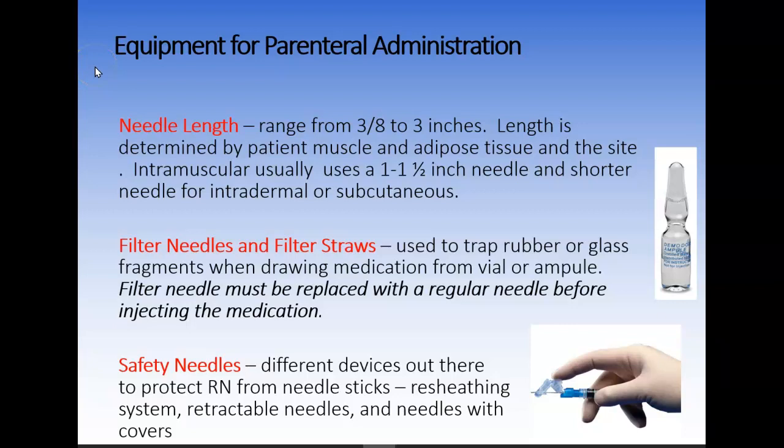Okay, so needles go from all different sizes, from 3/8 to 3 inches. If a patient has a lot of adipose tissue or a lot of muscle, they might need a longer needle, right? But an IM usually, depending on where you're injecting, is 1 to 1.5 inches, and shorter needles are needed for intradermal or subcutaneous. There's also something called a filter needle and filter straws.